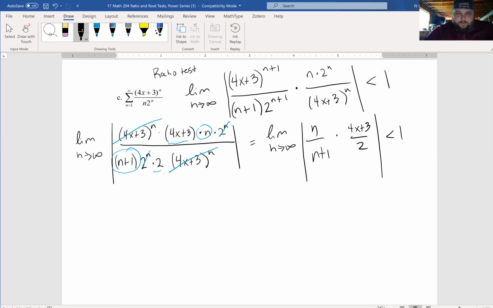All right, now, as always, n starts at 1 here and goes to infinity. Therefore, this n over n plus 1 cannot be negative. However, there is a chance for x to be negative. So I'm going to do 2 things here. I am going to pull the 4x plus 3 over 2 out in front of the limit because it is not dependent on n. I am also going to leave the absolute value around it because there is the possibility that it could be negative. Are we all okay with that?